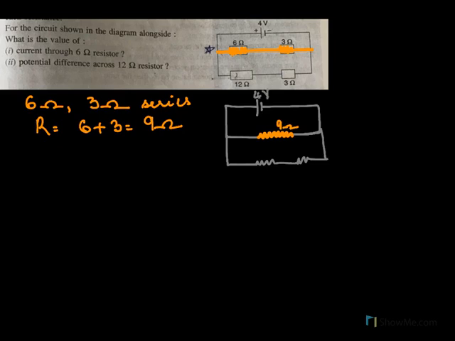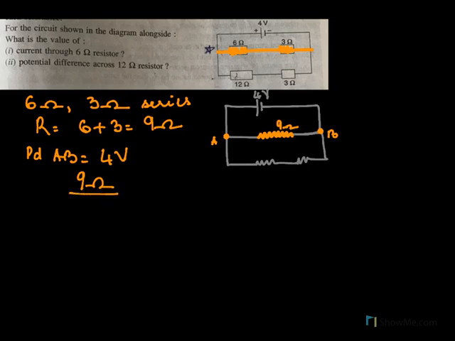This is 4 volts. To find the potential difference across 9 ohms, we have to find the potential difference across these 2 points, that is A and B. So you know the potential difference across A and B is the same as that of the battery, because it is connected to the battery. So that would be 4 volts.